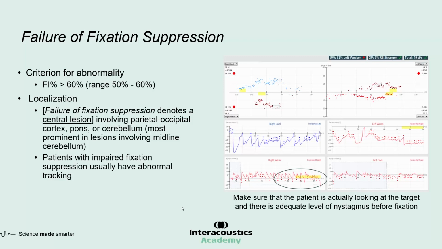So once you determine that the patient is actually looking at the target, this type of abnormality is failure of fixation suppression. It has the same significance as smooth pursuit abnormalities. It's a central lesion that could be in different parts of the central nervous system: parieto-occipital cortex, pons, or the cerebellum. It's most commonly seen in patients with midline cerebellum abnormalities.